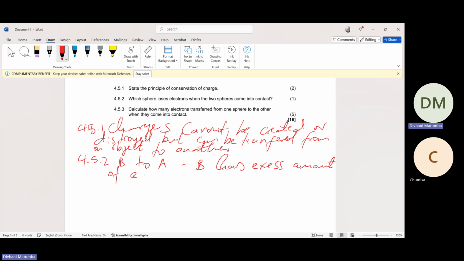Okay, do protons move? No, I don't think so, sir. They don't move. The only thing that moves is electrons. Yes. So what happens when the electrons start moving? When you bring the two spheres together, what happens?